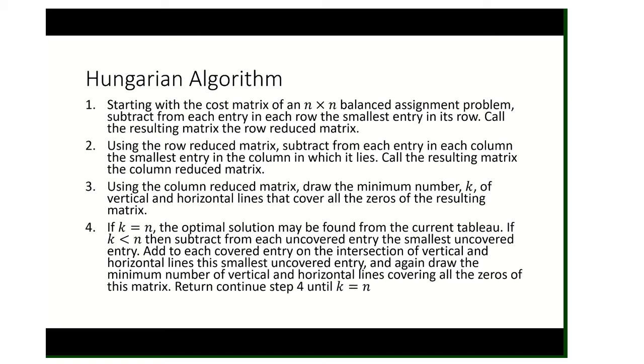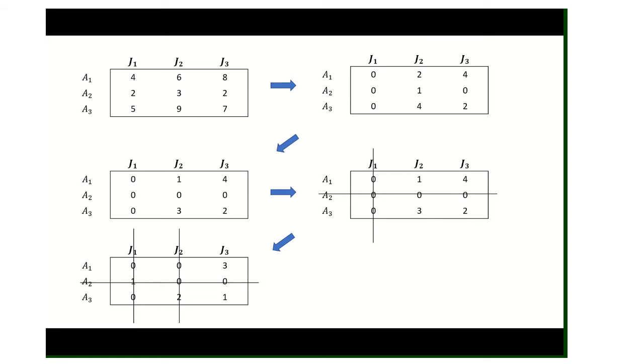So here's a couple of examples. First off, I did this one out fully. So here are our technicians being assigned to jobs. First thing, you look at all of the rows. So the first row, the smallest number is 4. Subtract it from every number in that row. You're left with 0 to 4.